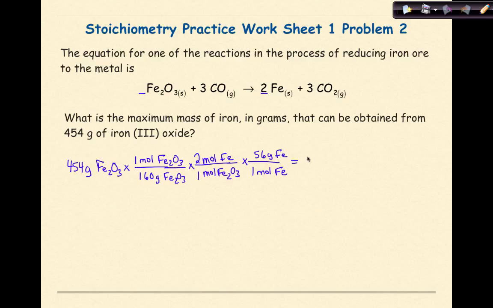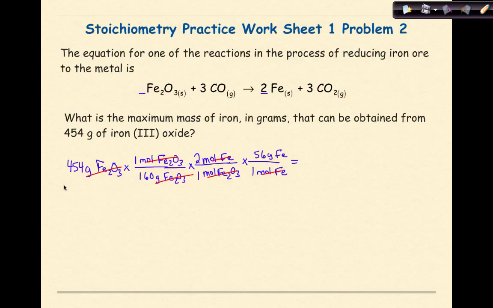Before I do the math to find my answer, I want to double check my units to make sure that I've set this up correctly. So grams of Fe2O3 cancels grams of Fe2O3. Moles of Fe2O3 cancels moles of Fe2O3. Moles of Fe cancel moles of Fe. And finally, I'm left with a mass of Fe.